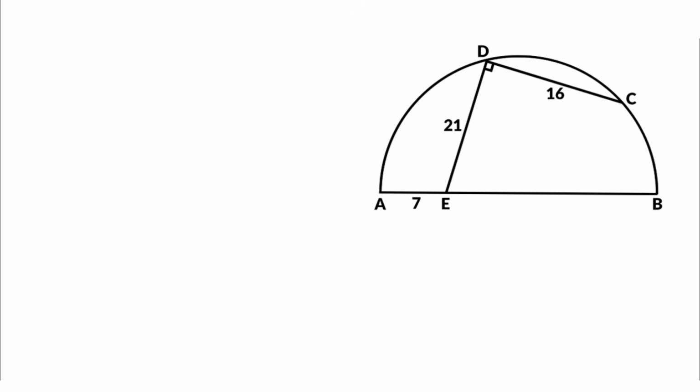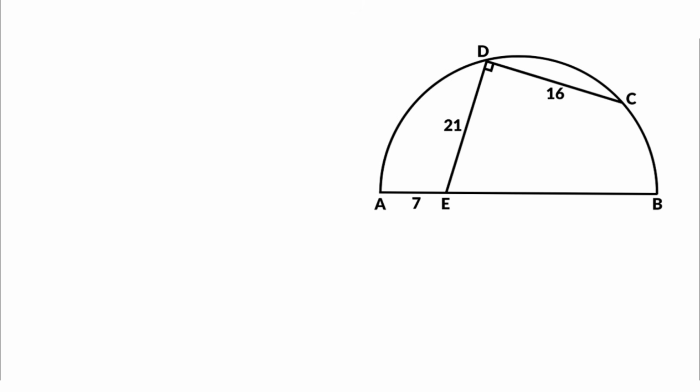We have a semicircle resting on a horizontal diameter. The two endpoints of the diameter are A and B. Inside the semicircle, point E lies on the diameter. A line segment goes from E up to a point D on the arc. From D, another segment reaches a second point on the arc, point C.